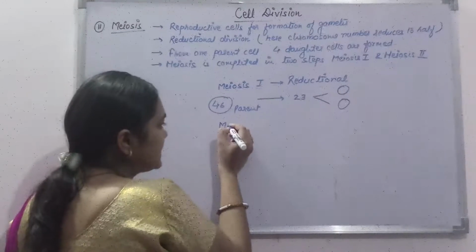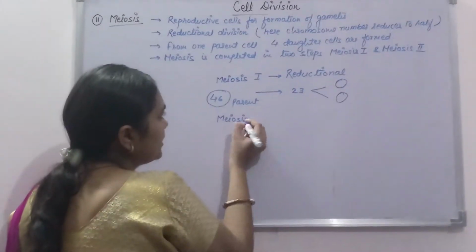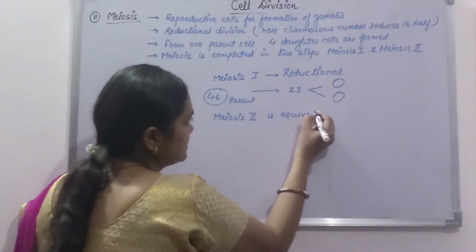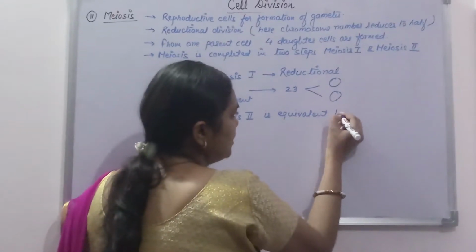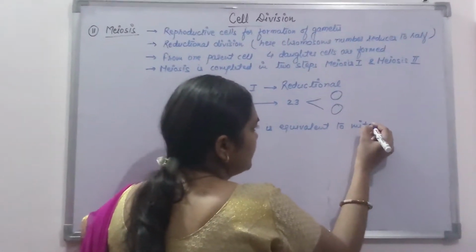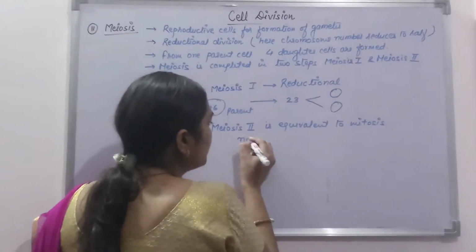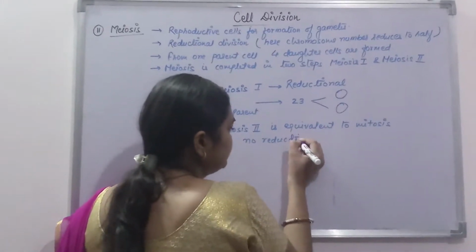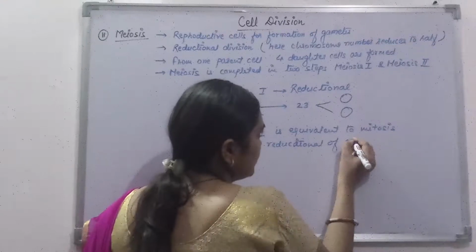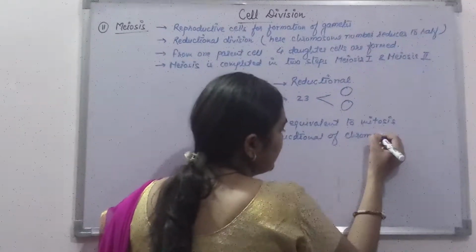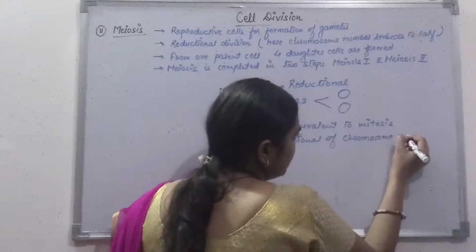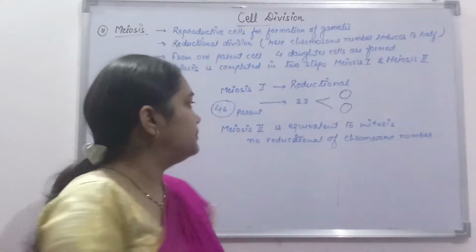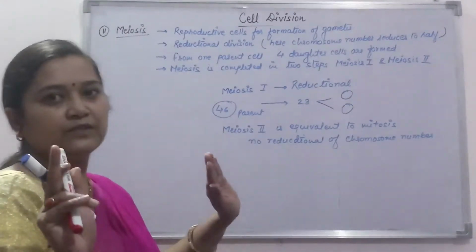But meiosis second is equivalent to mitosis, so there is no reduction of chromosome number. Fine, student. How will it be? Let's see with the help of the diagram. This much is clear? Quickly have a look.